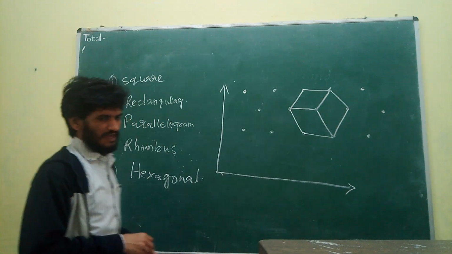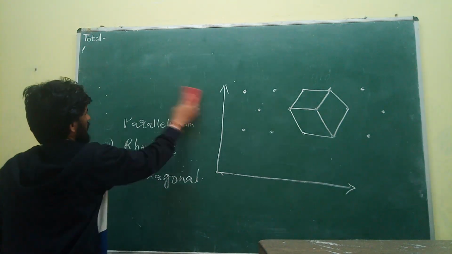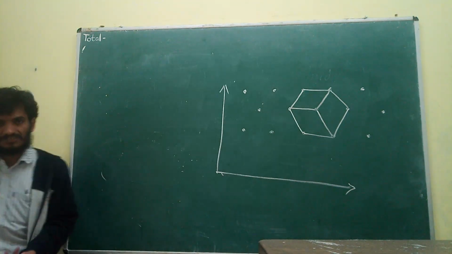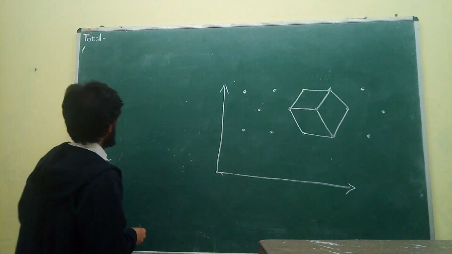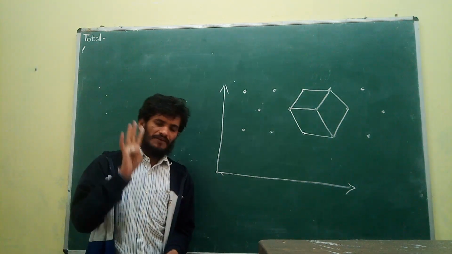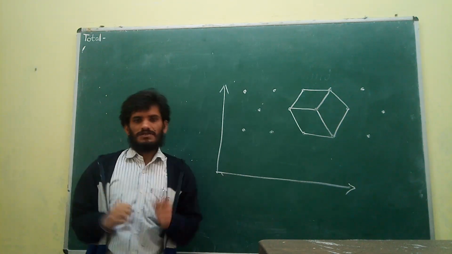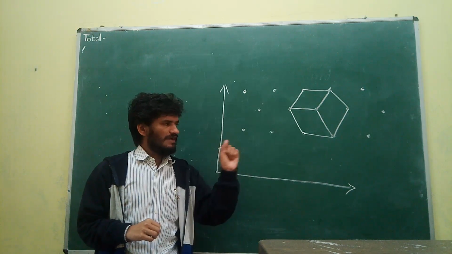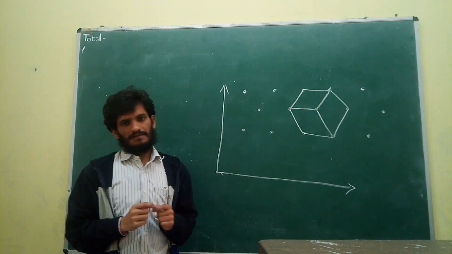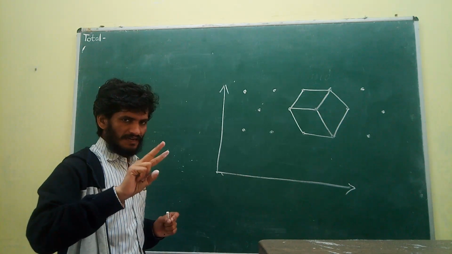Now we discussed yesterday what a unit cell is: the smallest part of the crystal lattice, the three-dimensional part of the crystal lattice, is called a unit cell. There are different types of unit cells. Basically unit cells are 7 types, and these 7 types are again divided into 14 types. Yesterday I gave the definition of primitive or simple unit cell, and centered unit cells. Basically unit cells are divided into 2 types.